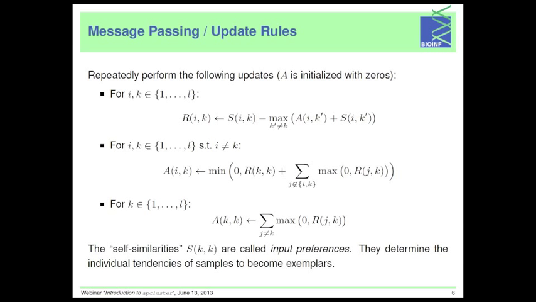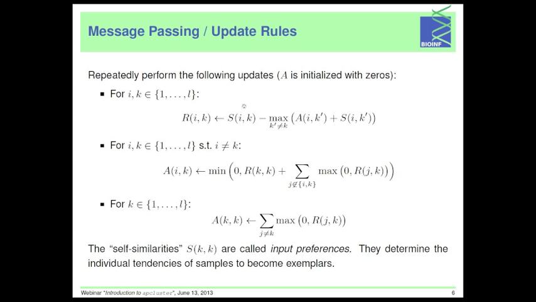These self-similarities are in the AP lingo called input preferences, and the higher they are, the higher the self-responsibility is, which means the higher these input preferences are, the more exemplars you get, so the more clusters you get. And the lower this value is, the fewer clusters you get. I will talk about this later on. It's just so that you have an idea how these values influence the algorithm.